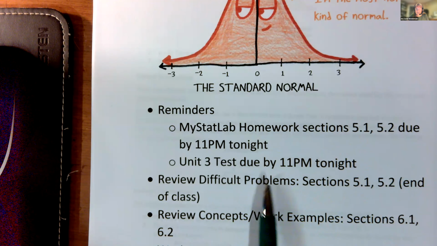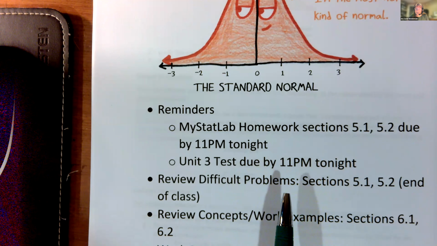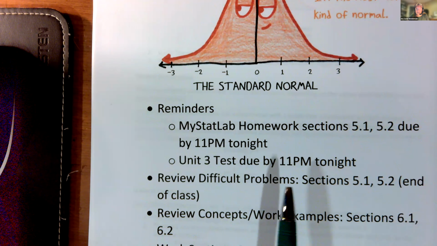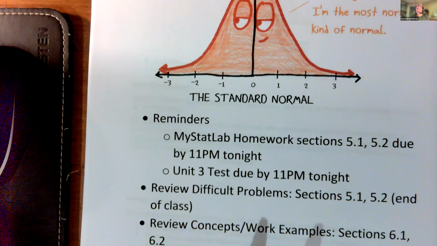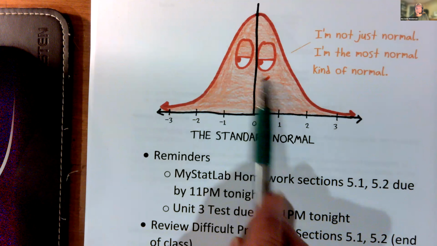All right, and I gave you a chance on questions. I'll ask again at the end of class if anybody has any questions. So tonight, we're going to go over 6.1 and 6.2. We start a new unit, and we're going to be talking about the normal distribution.